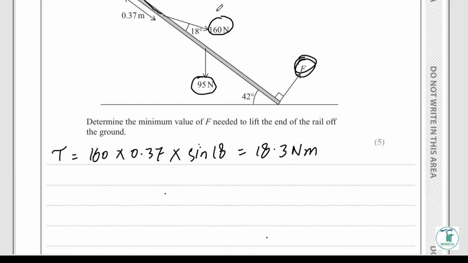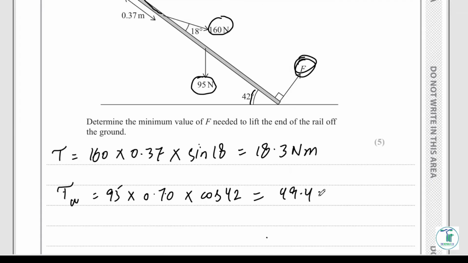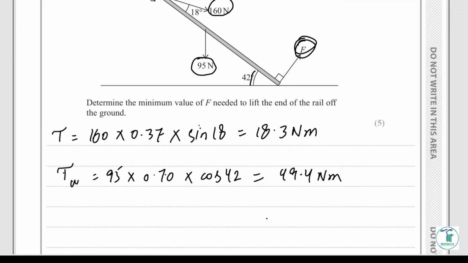And now you have got the moment of the weight. So I just need to calculate the moment of the weight. The moment of the weight is going to be 95 Newton, which is the weight of the rod, times... it must be acting at the center of gravity. Since the total length is 1.4, the center of gravity should be at 0.70 from the one end. And then you need to times it by the angle through which it is subtended by the horizontal, and that is going to be cos 42. When you times them up, you should be having something like 49.4 Newton meters. That is the torque due to the weight.